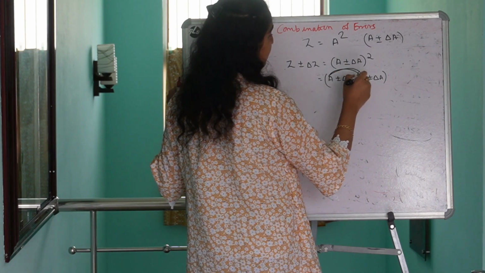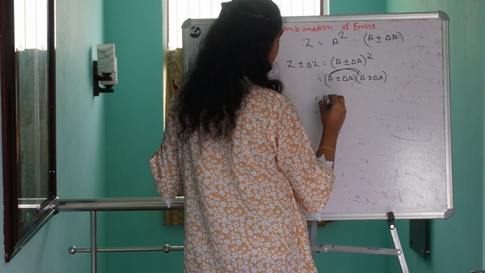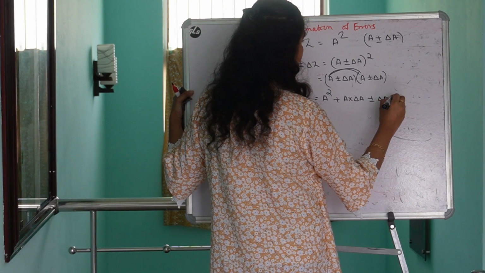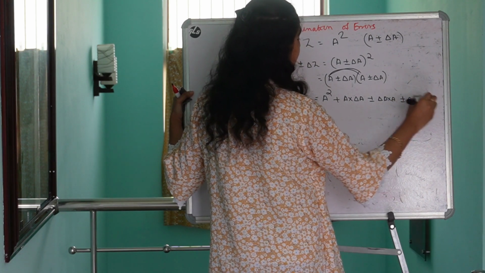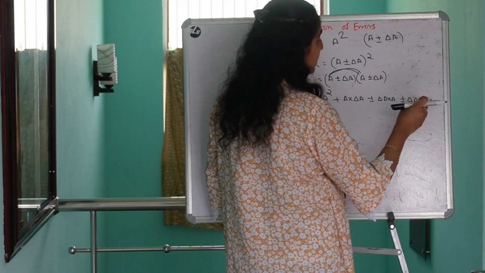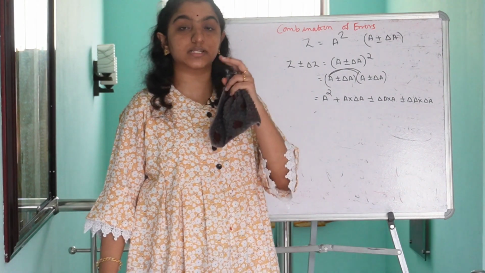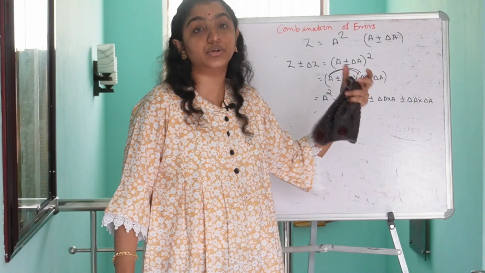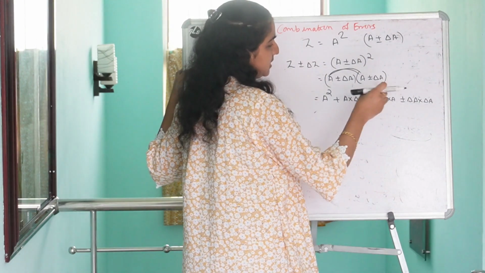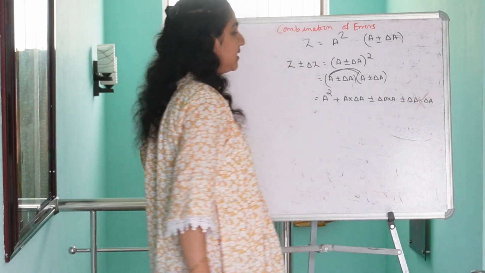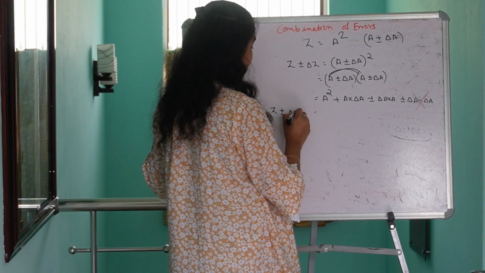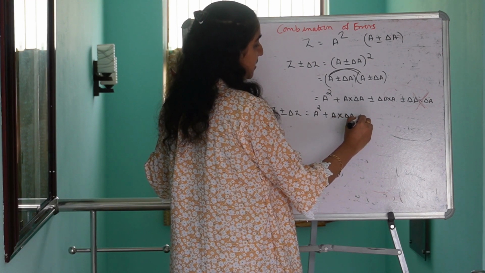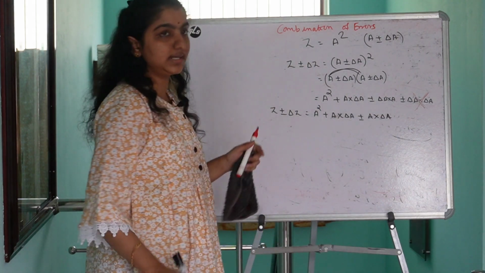I have to multiply each and every term in the first bracket with all the terms in the second bracket. So I will get a into a, a square, plus a into del a, plus a into del a, plus or minus del a into a, again plus or minus del a into del a. Here del a is an extremely small value, again del a is an extremely small value. When we multiply two extremely small values, the value we get will have only a very little or no effect on this particular value. So we can neglect this term, is it clear? So now the equation becomes z plus or minus del z is equal to a square plus a into del a plus a into del a plus or minus a into del a. Is it clear, guys? Yes.